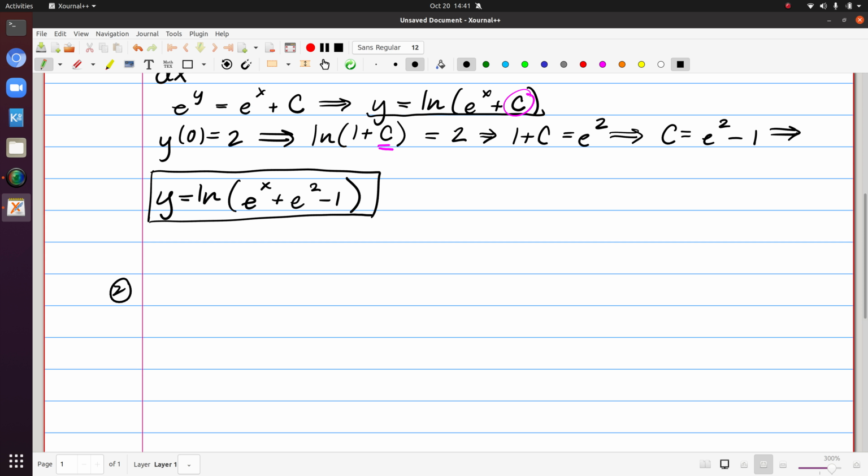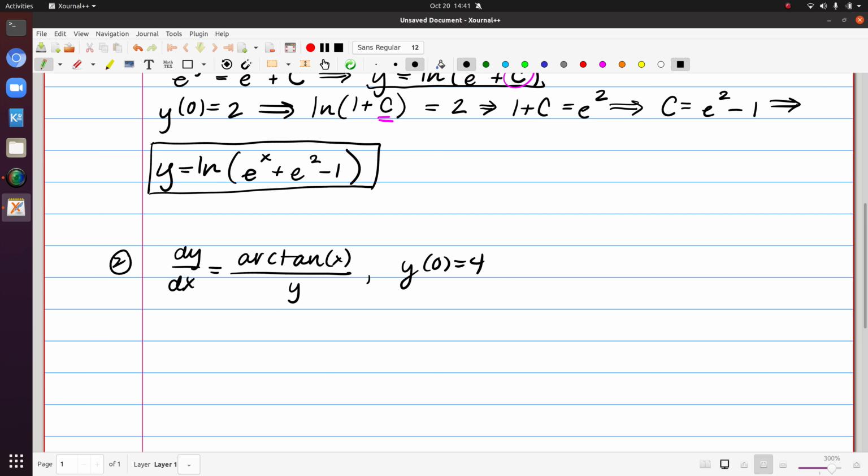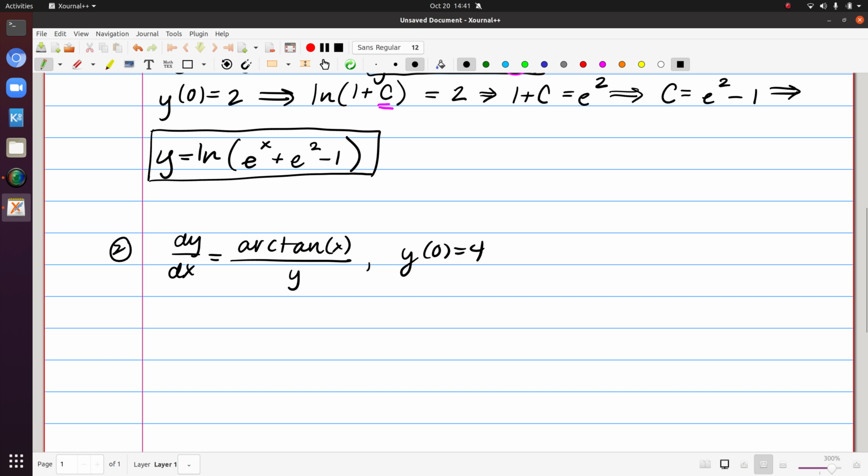Second example, if I have dy/dx equals the arctangent of x divided by y, and y of 0 is 4. Then separating my variables, I'm going to get 1 over y dy equals arctangent of x dx. And we want to integrate both sides.